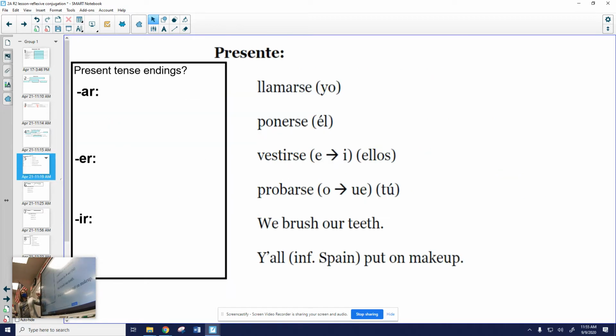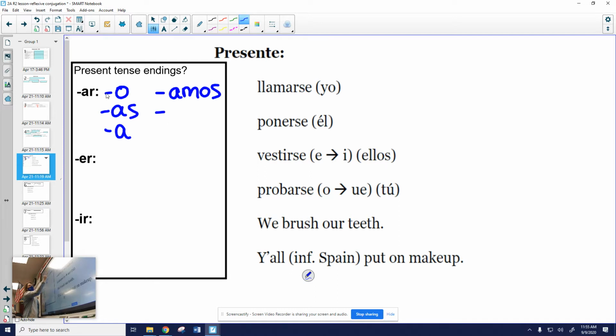Practicamos. Let's practice. On the back of that same page, it says in the present tense. Do you remember the present tense endings? I hope so. Hopefully it's kind of easy by Spanish 3. Did you learn a song? O, as, a, amos, áis, an, otra vez. Do you remember that? Yes, no?